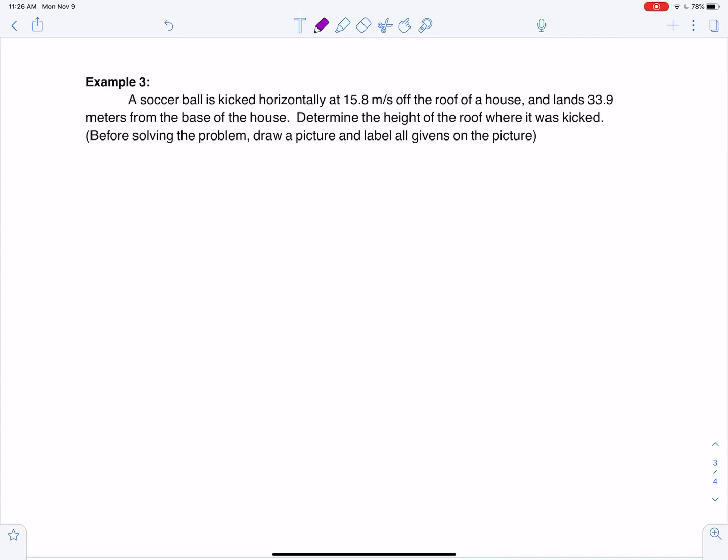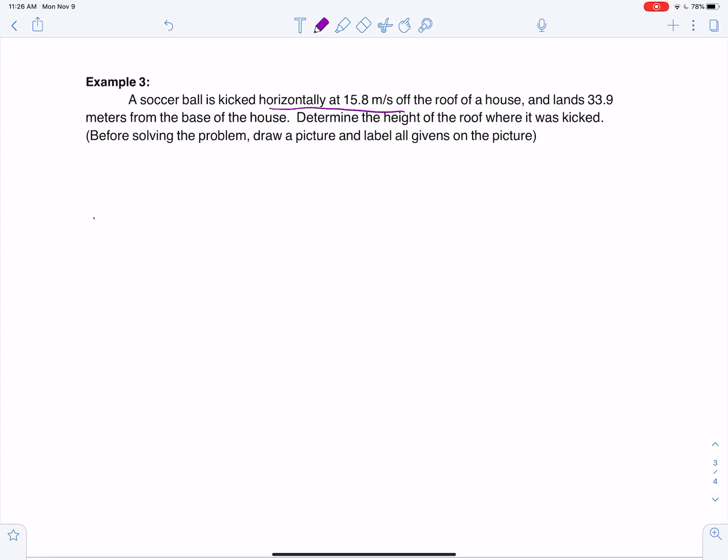All right, here's our third example of horizontally launched projectiles. A soccer ball is kicked horizontally at 15.8 meters per second off the roof of a house, and it lands 33.9 meters from the base of the house. Determine the height of the roof where it was kicked. Before solving the problem, draw a picture and label all givens on the picture.